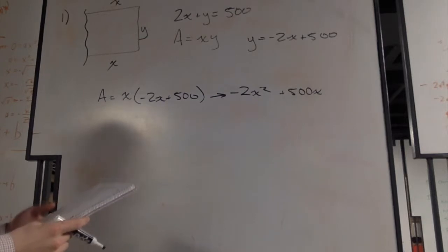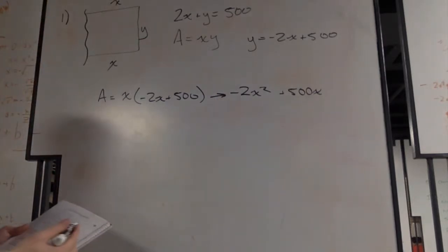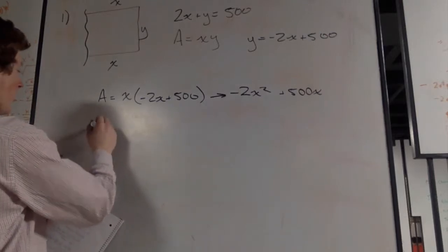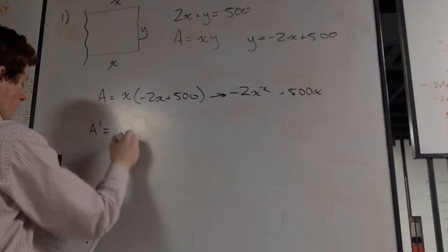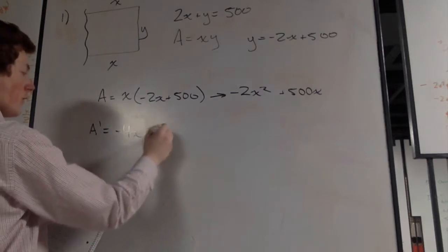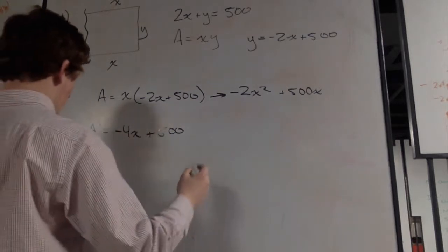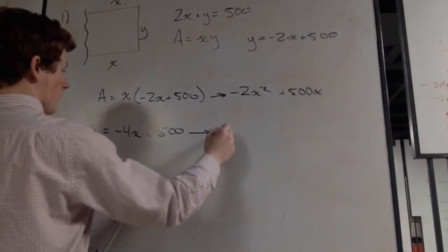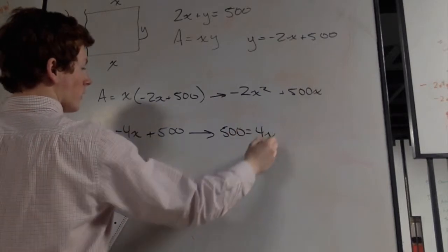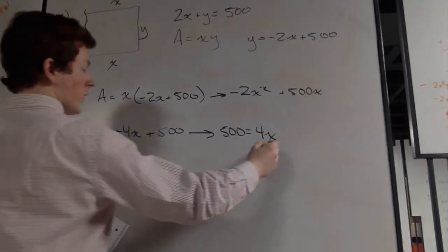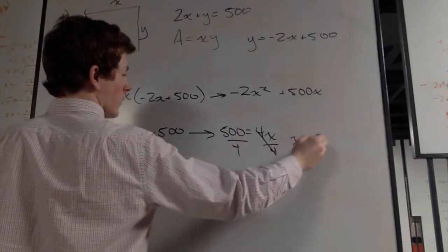Then from there, with what you have right here, you need to find the derivative of that, which would be A prime equals minus 4x plus 500, which from there would go to 500 equals 4x. Then you simply divide the 4, and then x equals 500.